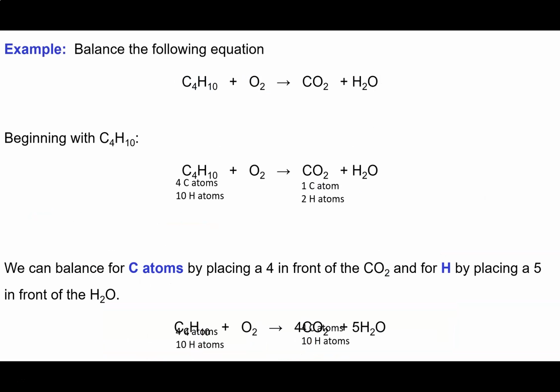So let's have a look at a more complicated one. So here we are, C4H10 plus O2 gives CO2 and H2O. C4H10 is an example of a type of compound called a hydrocarbon. It is composed of only carbon and hydrogen. So I'm going to start with the C4H10 because it has 2 types of atoms. It looks like the most complex formula.